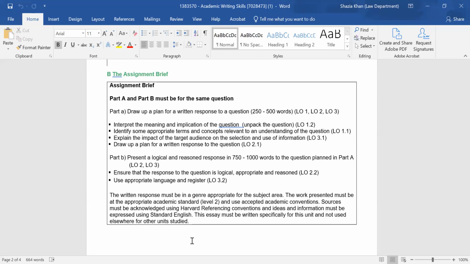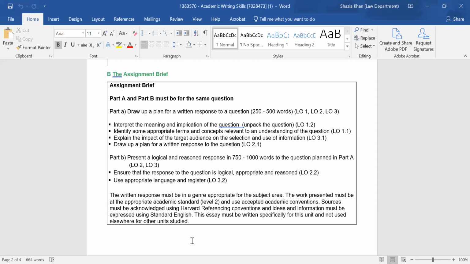In this, you must interpret the meaning and implications of the question. So you must unpack the question. That is learning outcome 1.2. You must also identify some appropriate terms and concepts relevant to an understanding of the question, which is learning outcome 1.1.